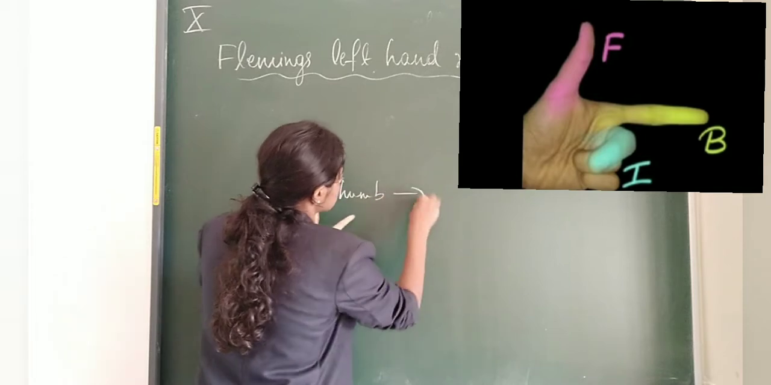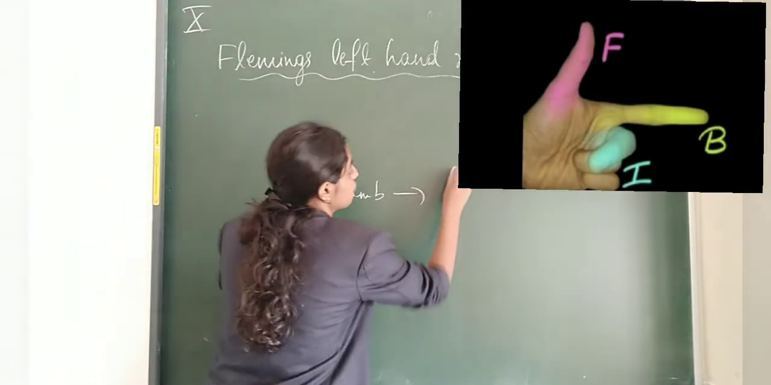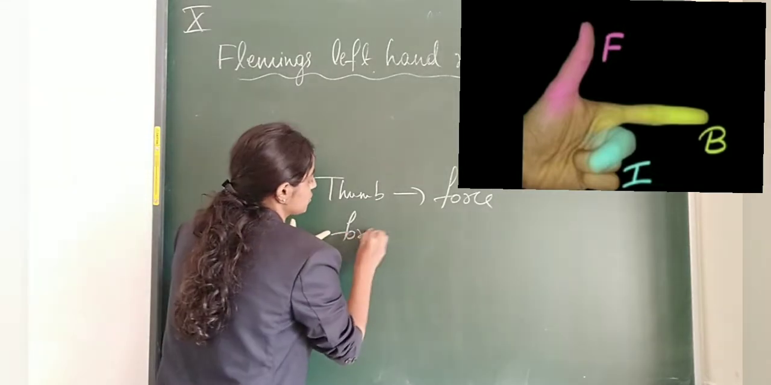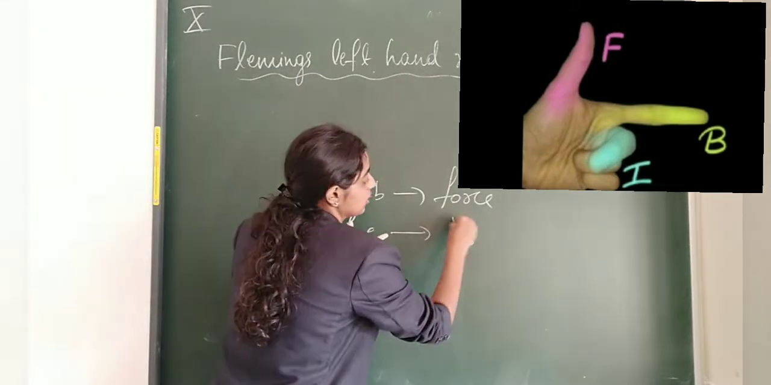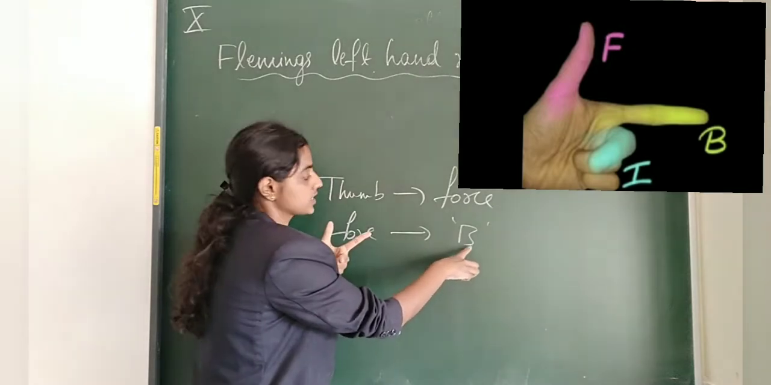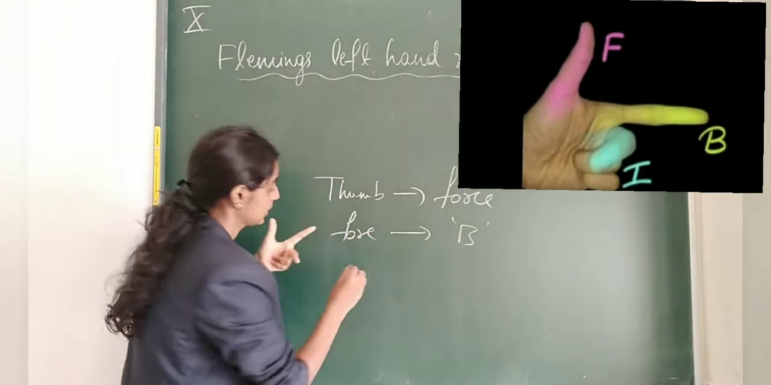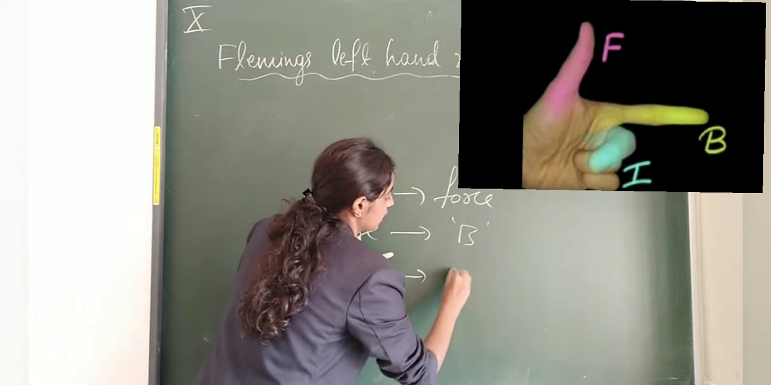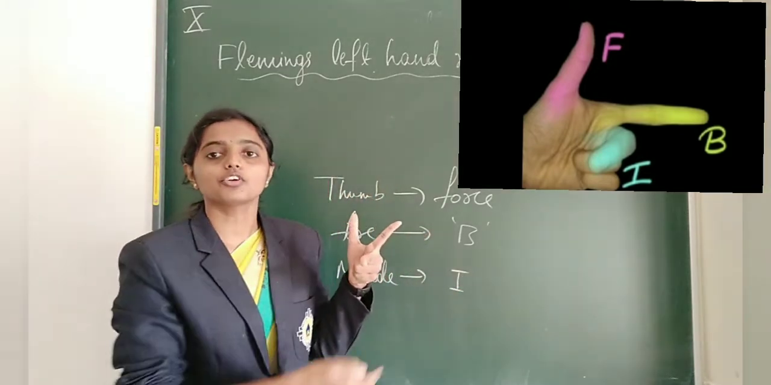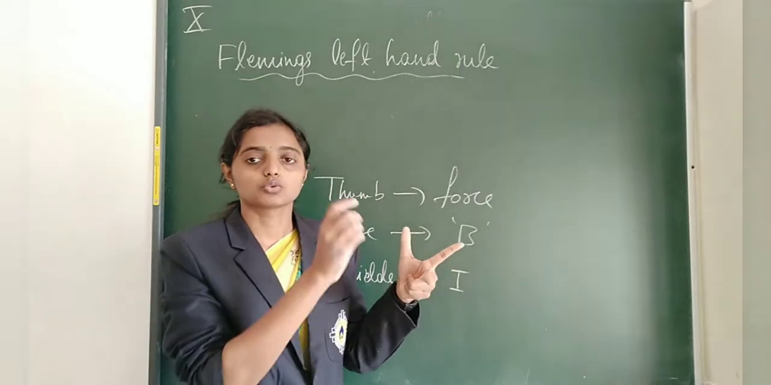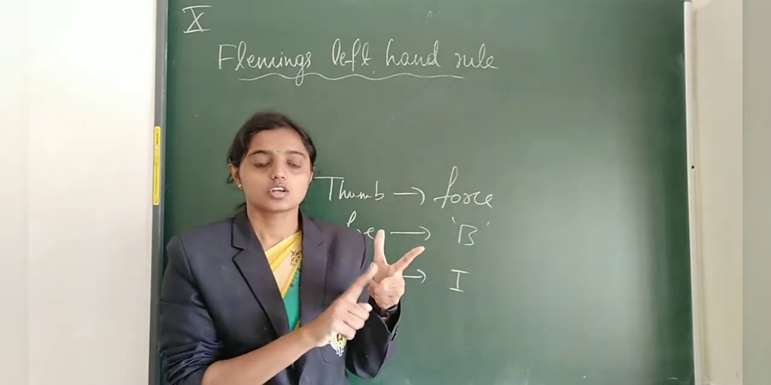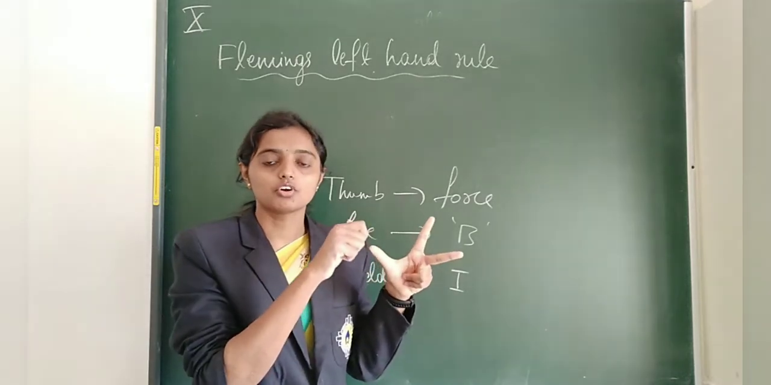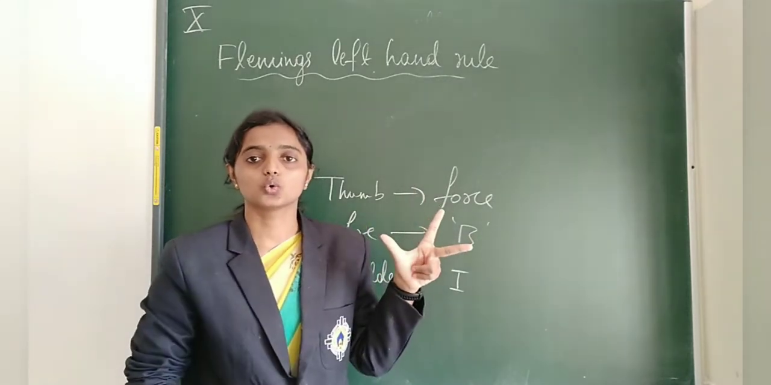Okay, so what I told, the thumb shows the direction of force and the forefinger shows the direction of magnetic field, which I write as B, which indicates the magnetic field. Then the middle finger shows the direction of current. This is all about Fleming's left hand rule. Now to understand this rule, let us solve some problems so that we can easily understand how to give the direction of force based on this rule.